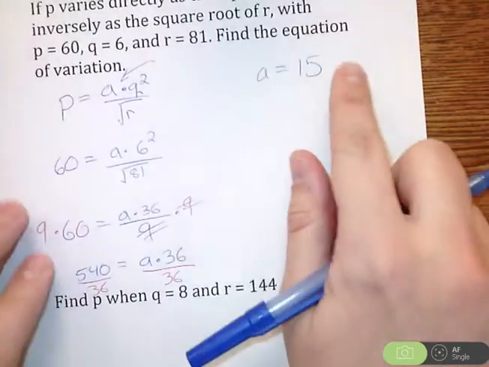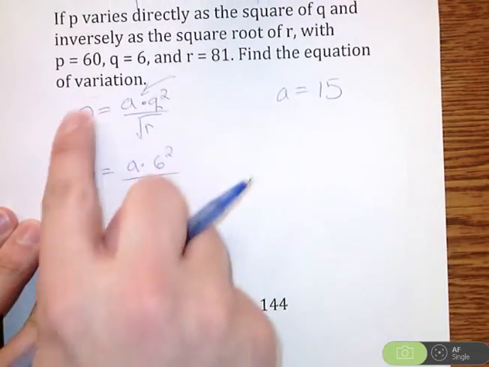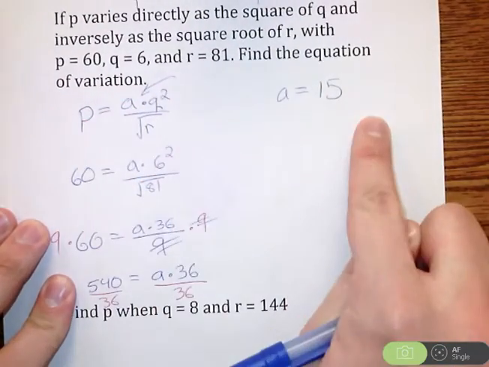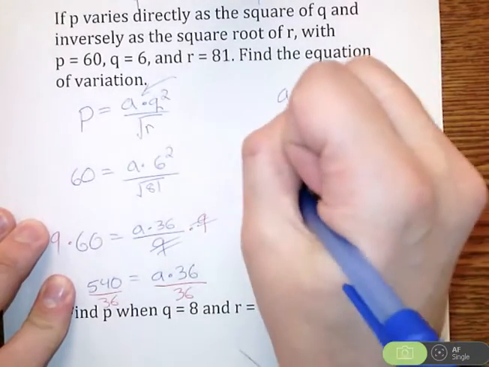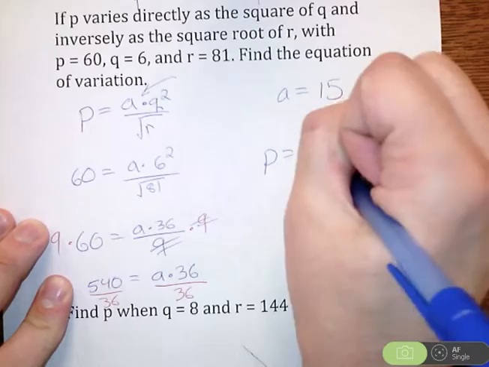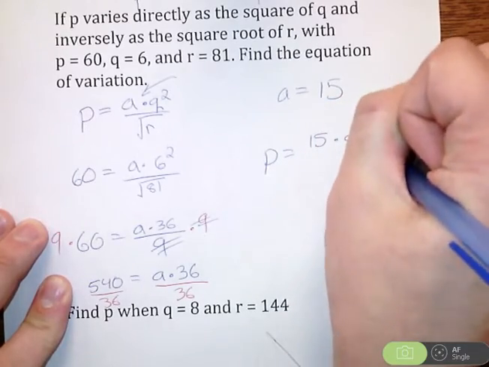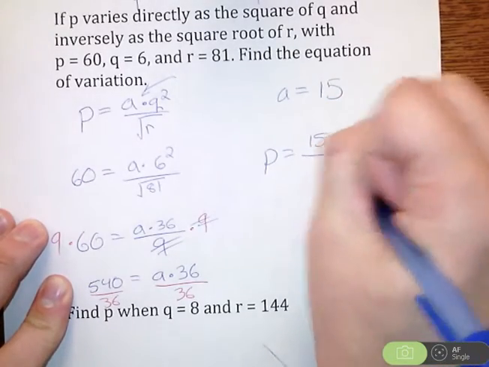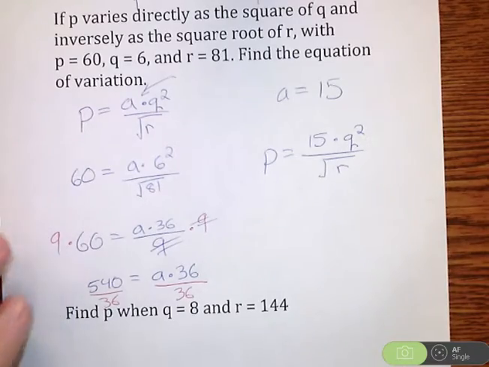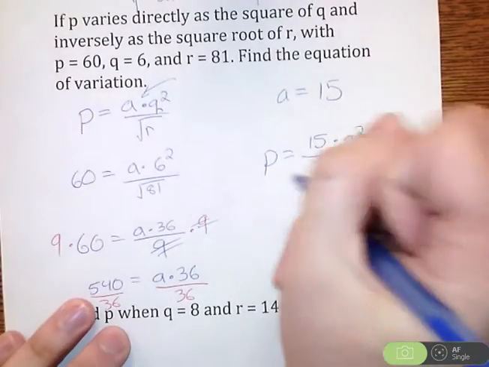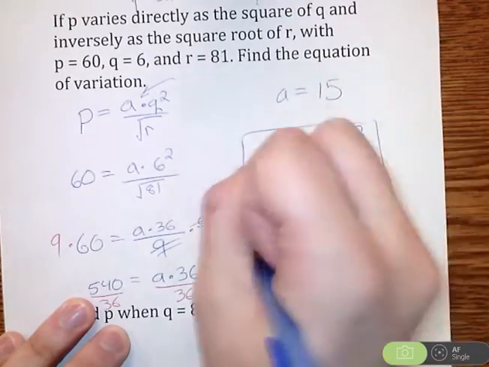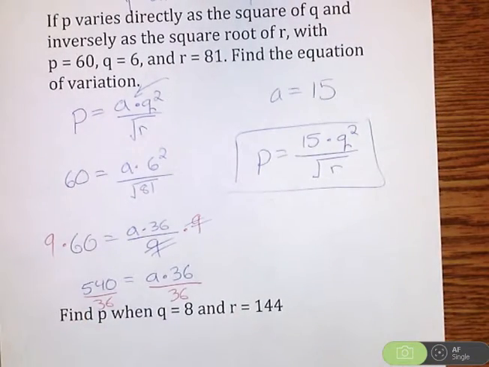So to find my equation of variation, I need to put this entire piece together, but just plug in my constant of variation, a. So I'm going to have p equals 15 times q squared divided by the square root of r. So all I did is I plugged in my a into that equation. This is my equation of variation.